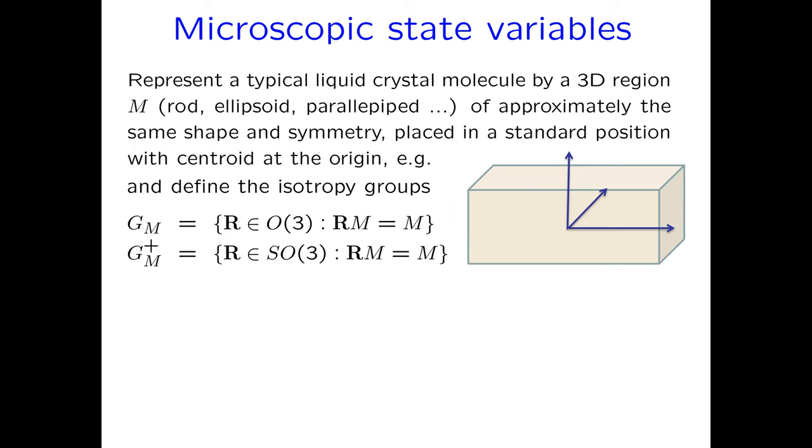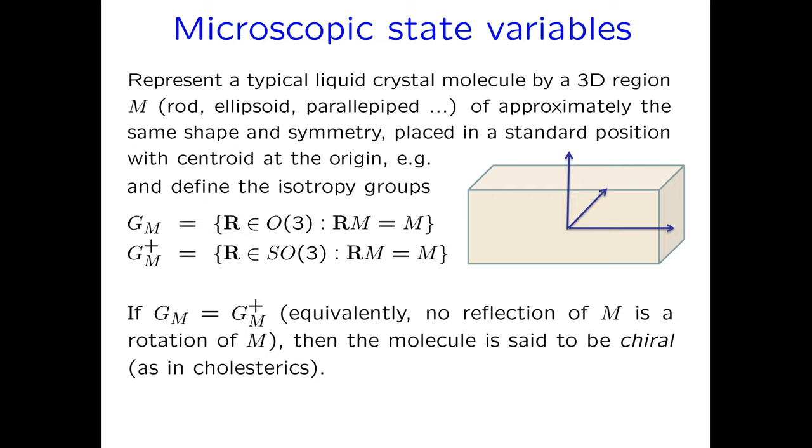Now if those two things were the same, that would mean that there's no reflection of M that you can get by a rotation of M. Then the molecule is said to be chiral. And that's what happens in many molecules, chiral. And that's the case in cholesterics.